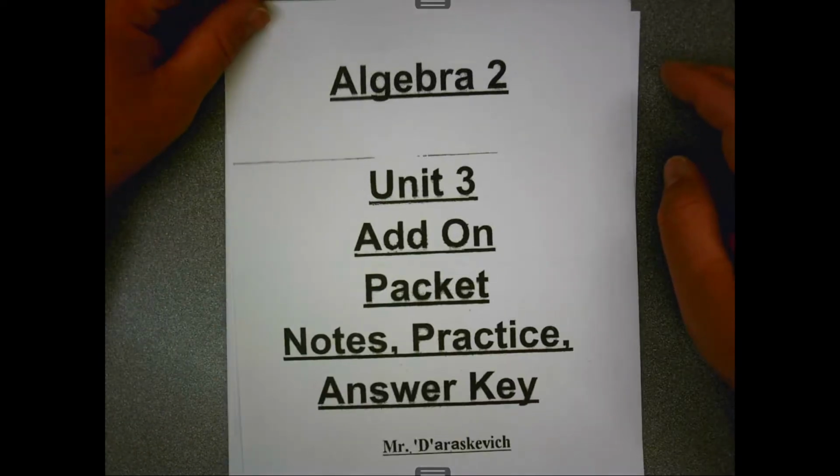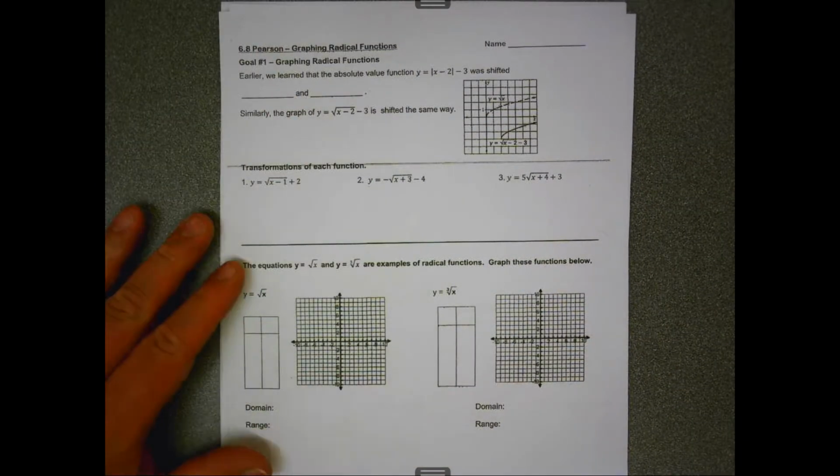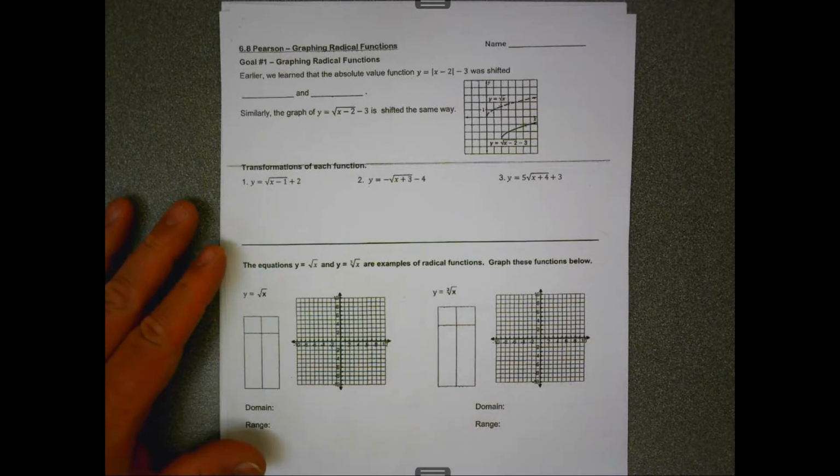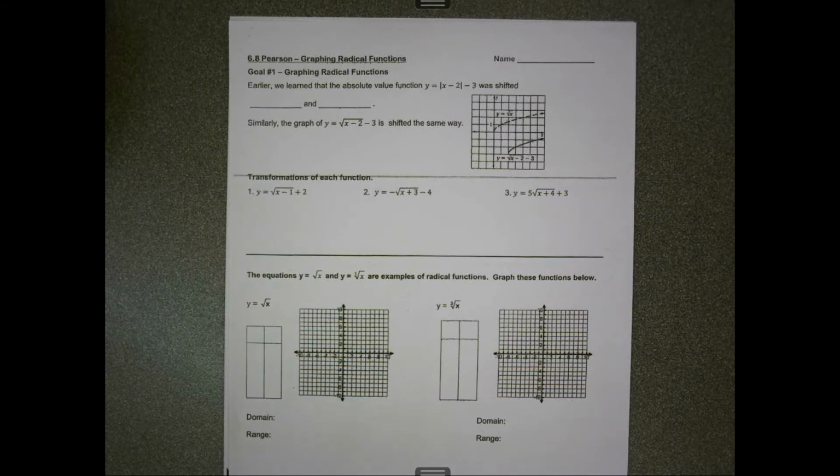Okay, 6.8, graphing radical functions, note sheet. We're going to do some review from when we did the absolute value functions.